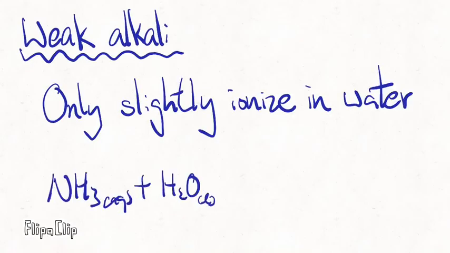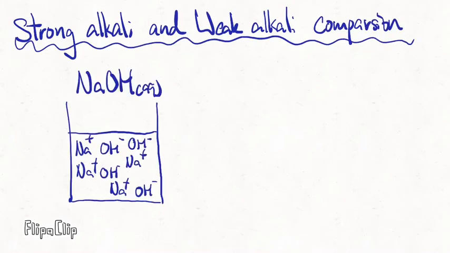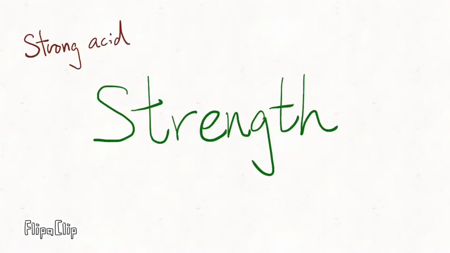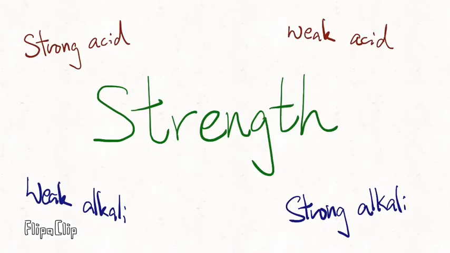On the other hand, ammonia is a weak alkali which can only slightly ionize in water. Some ammonia will remain as molecules instead of forming ions. That's all about the strength of acid and alkaline.